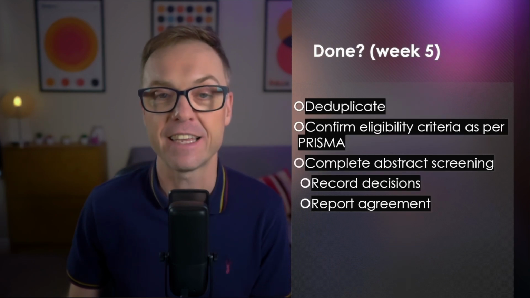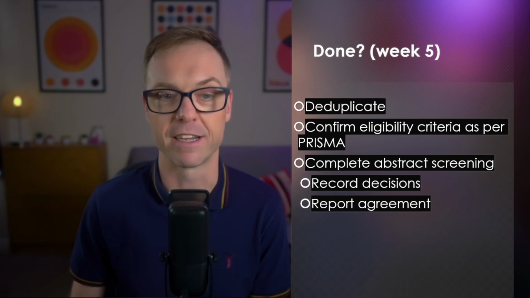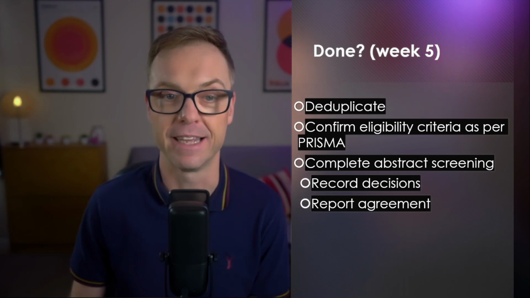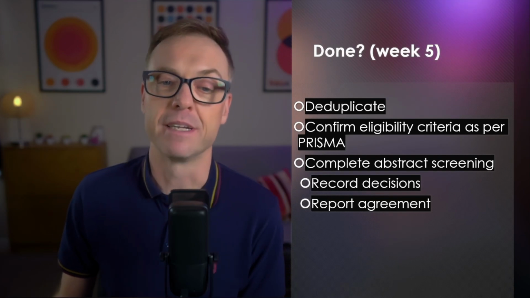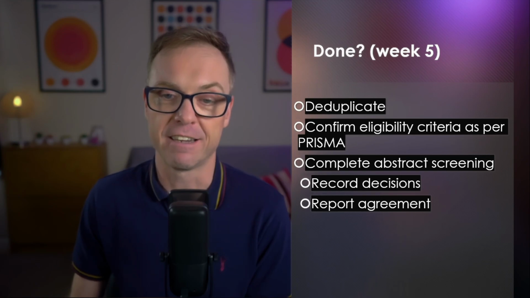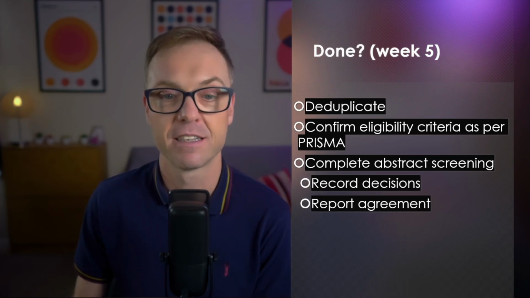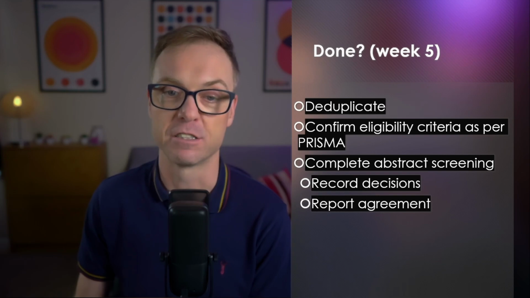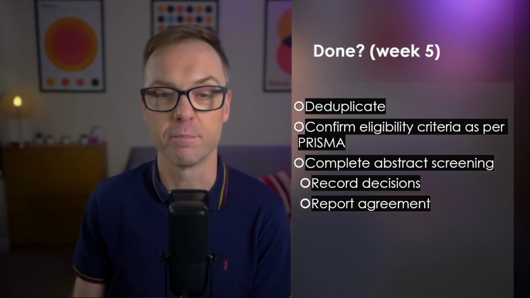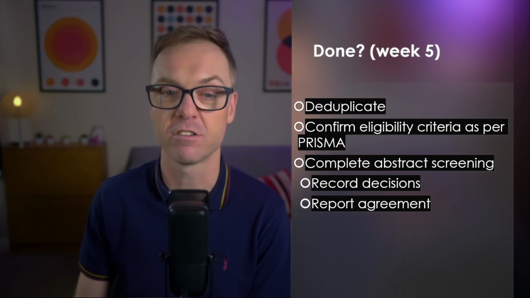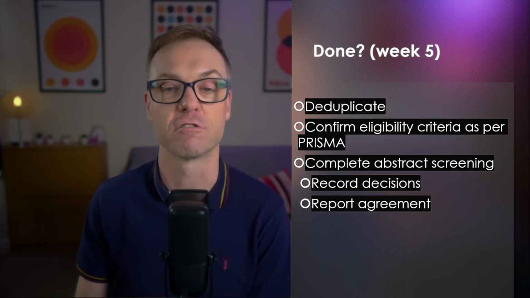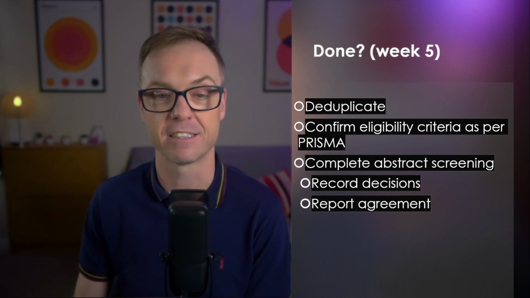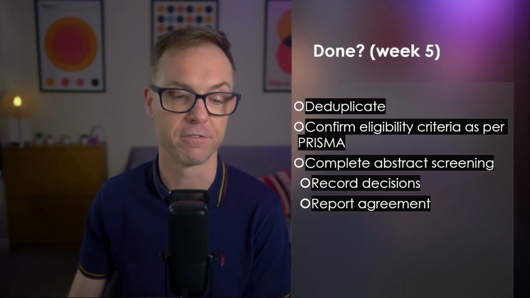You will have then taken that Endnote library that contains all those records and deduplicated them in Dedupatron, in SR Accelerator. You would have subsequently confirmed your eligibility criteria as per the PRISMA guidance, and you will have checked this with your supervisor. You will have completed abstract screening in Screenatron and recorded your decisions and resolved your disagreements in Disputatron in SR Accelerator and complete the first 2 lines of your PRISMA flow diagram.